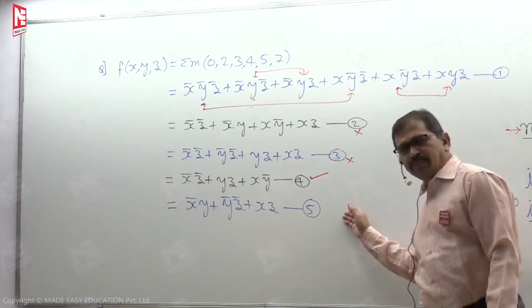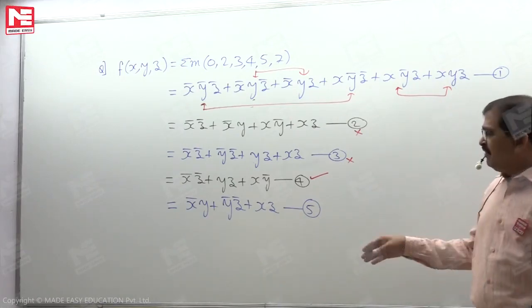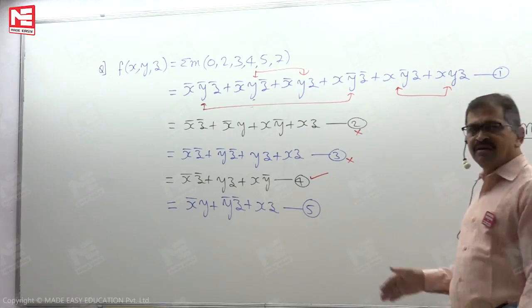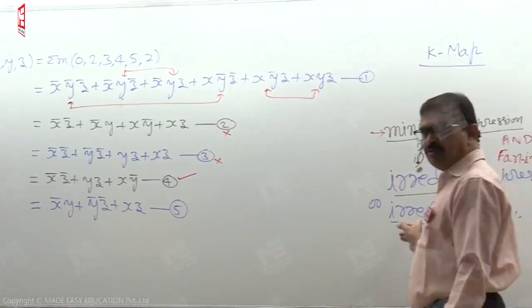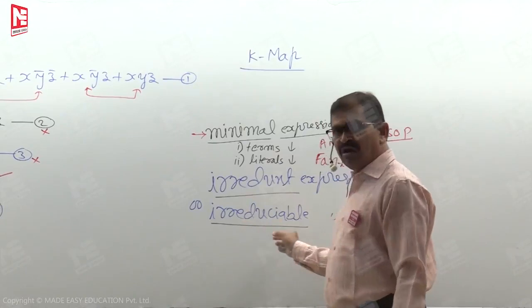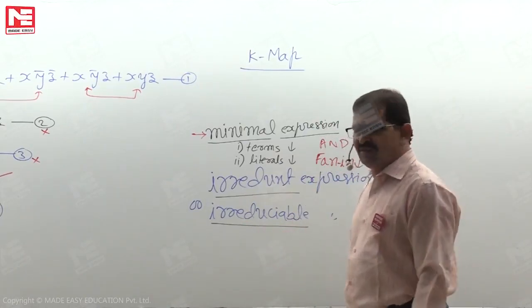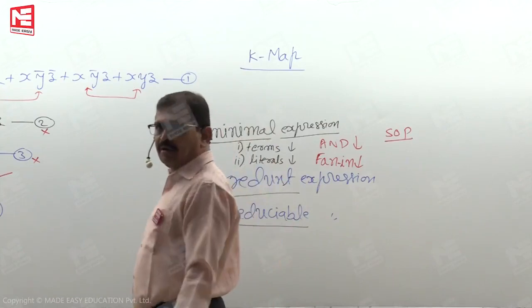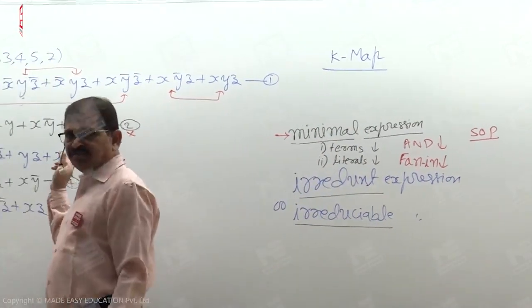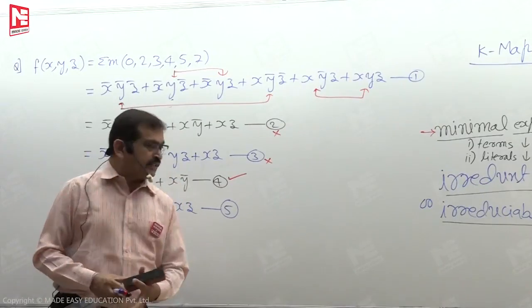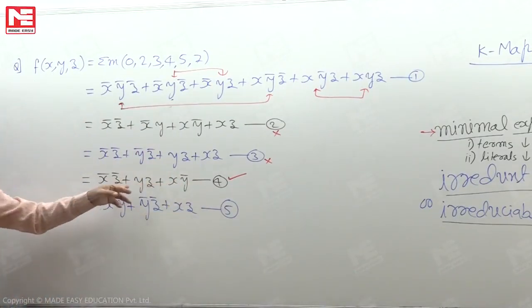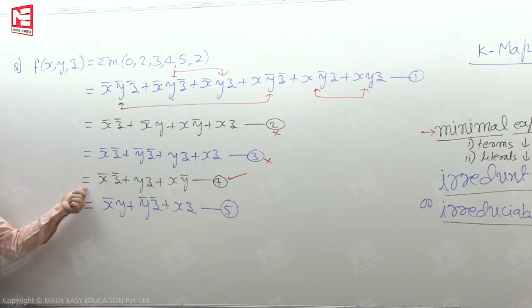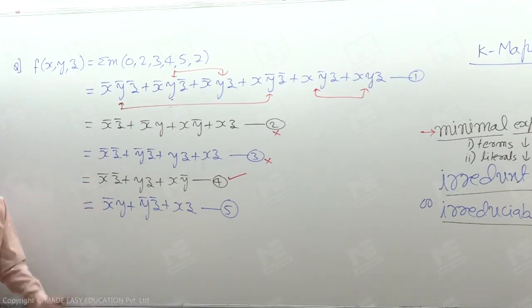Once further simplification is not possible on equation 5, then definitely it is also one possible irredundant expression, or irreducible expression, with three terms. We already accepted this kind of expression as a minimal expression. So based on this, we must accept even this equation 5 also as a minimal expression.